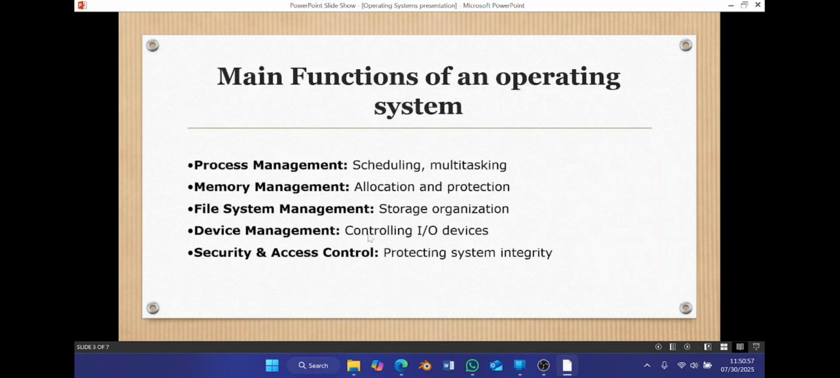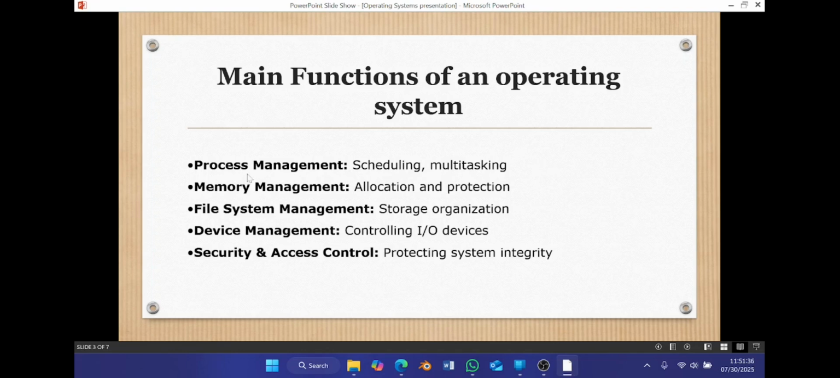Now we want to look at the main functions of an operating system. What are some of the main functions of an operating system that you know? You can write that down in your notebooks, but now let's see the ones we have here. Number one is process management. An operating system manages processes on devices like computers. The processes include scheduling of tasks, and it also manages how a device can multitask.